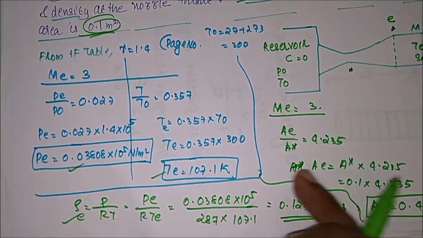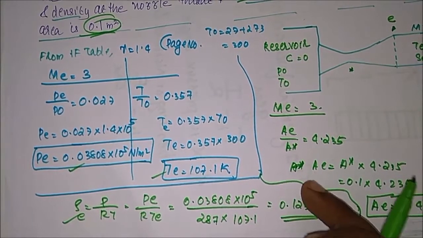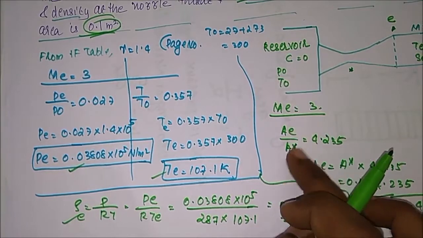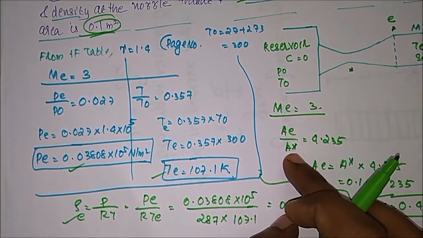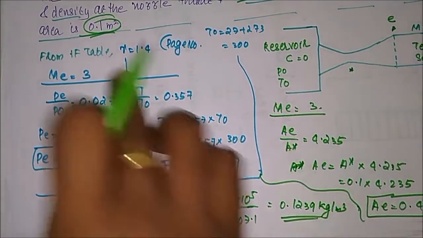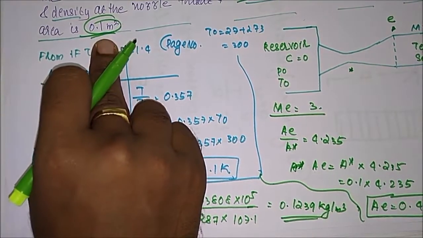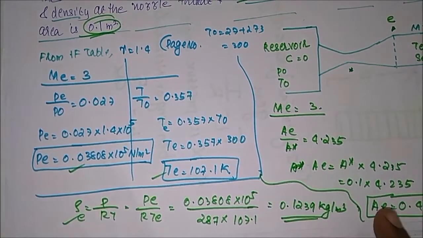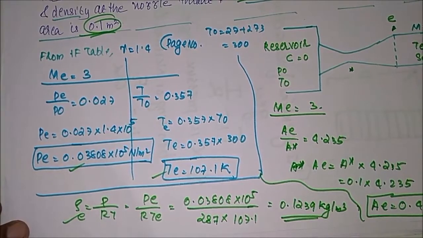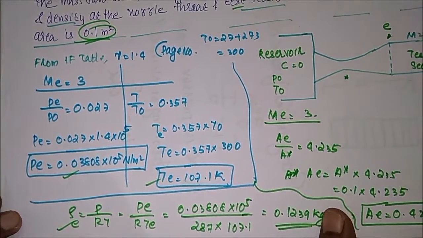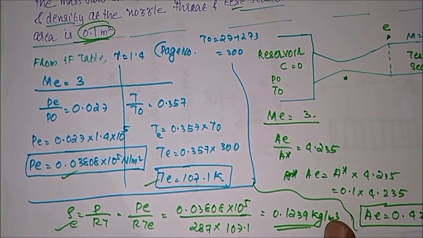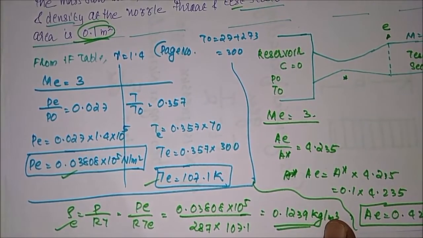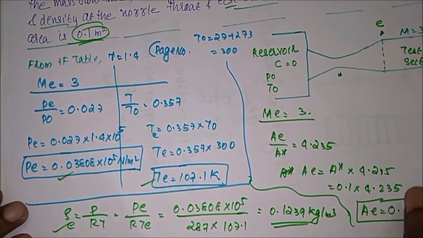Okay, next one, the question asks for the parameter on the exit area. Then Mach number corresponding at AE divided by A star ratio. A star is equal to 0.1 meter square, which is already given in the question paper. Therefore, cross multiply to find out the AE value. Therefore, exit area is equal to 0.4235. In the throat section, all parameters values are found out.